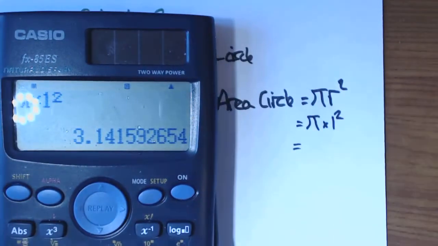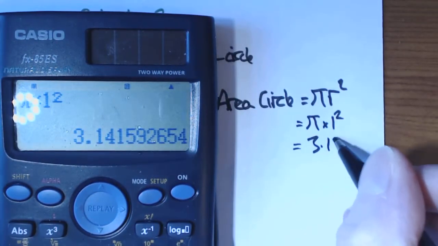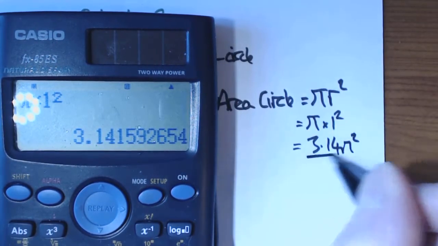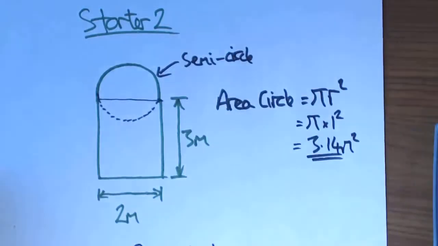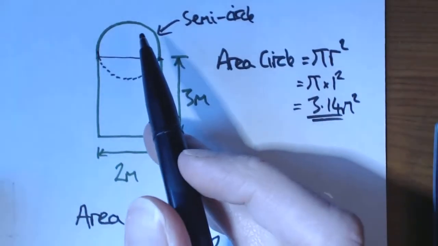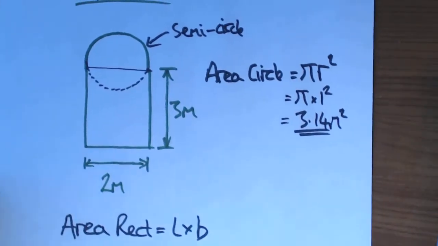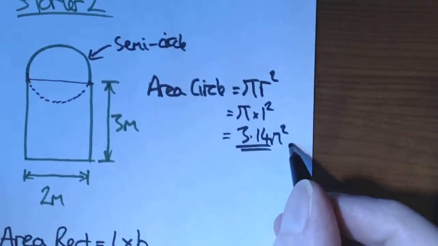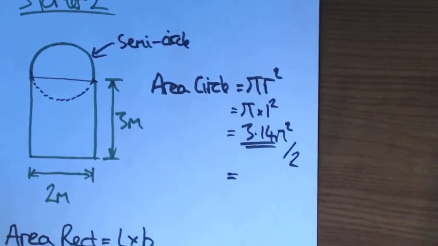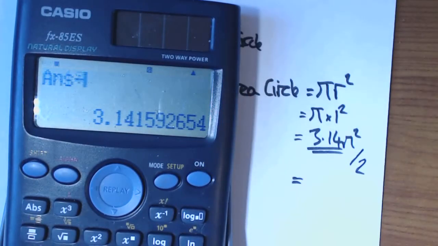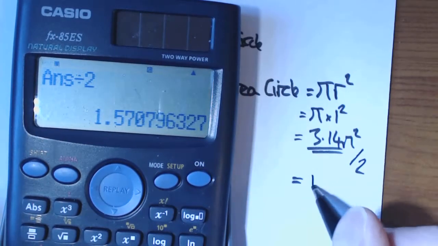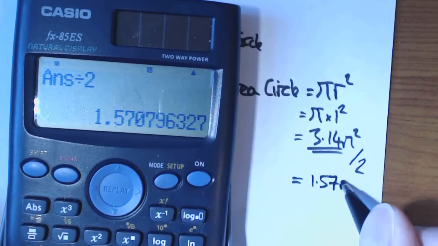Okay, so we'll just have this as 3.14 metre squared. Right, so that's the area of the circle, but it's just a half circle. So what you then do is just divide that by 2, so it's half of it. Okay, so divide that by 2, so it's 1.57 metre squared.